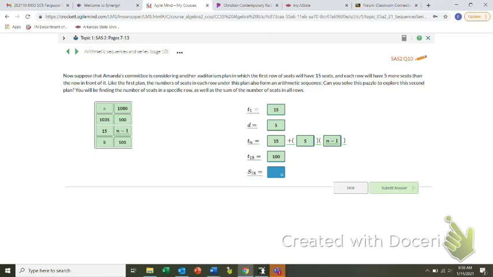All right, so now let's just jot down a couple things. We're looking for the first term, which was 15, and the last term, which is 100. Okay, now it's looking for S of 18. That means the sum, okay?